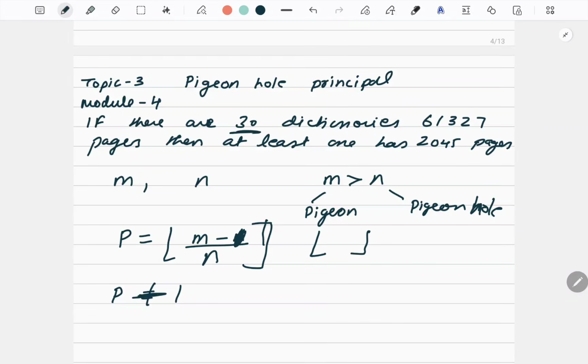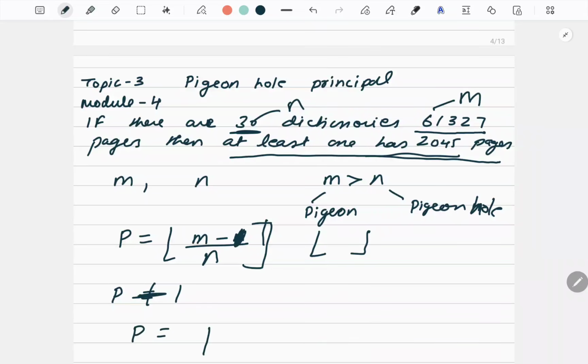So now let me give you an example. If there are 30 dictionaries and 61327 pages, then at least one has this many pages. The answer will also be there in the question. Which is the bigger number from these two? This is the bigger number, so this is my m and this is my n. So I will find out p.